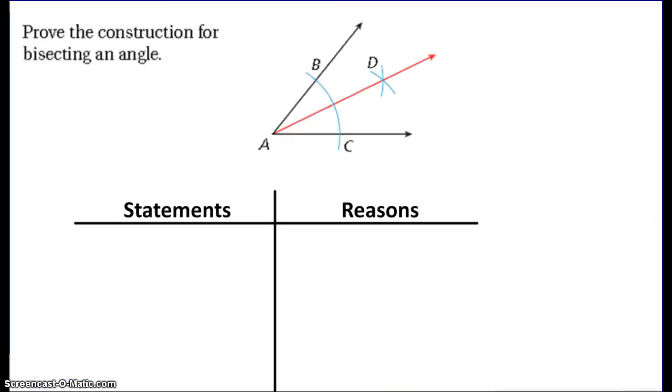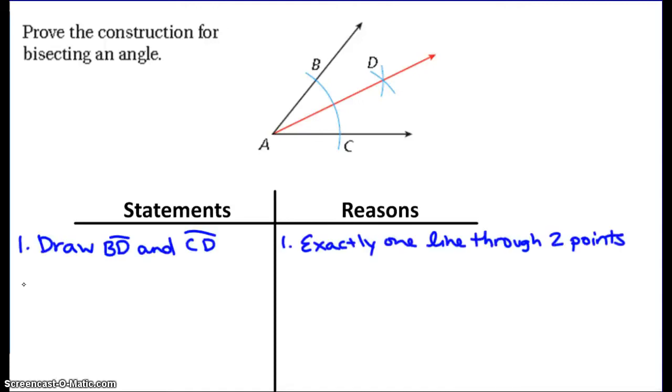Alright, so given our markings, we've got to prove that angle BAD and CAD are in fact the same measure, because that's what it means to bisect an angle. Alright, so we need to draw line BD and DC. And our rationale for that is that there's exactly one line between 2 points, okay? There we go. Not perfect, but I didn't have a straight edge with me.